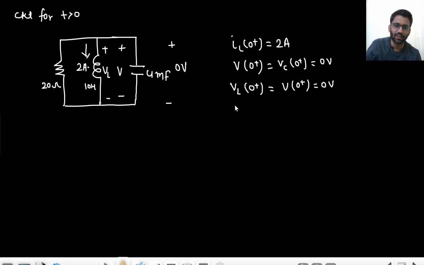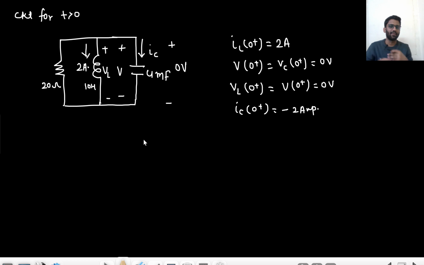What else can you find? You can find IC of 0 plus. Tell me what will be the value of IC of 0 plus. If this is a short circuit, then this initial 2 ampere current will be completely flowing through here. IC of 0 plus is minus 2 ampere. Are you getting my point? I don't know if it will be used or not, I just wrote it. If this is my IC, 2 ampere current will be initially flowing through the capacitor only, because this is a short circuit path. So I don't need to write it.